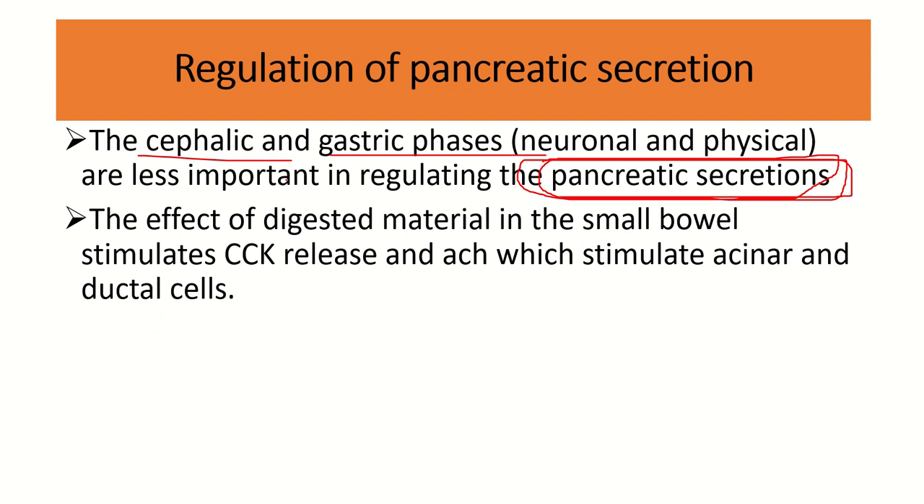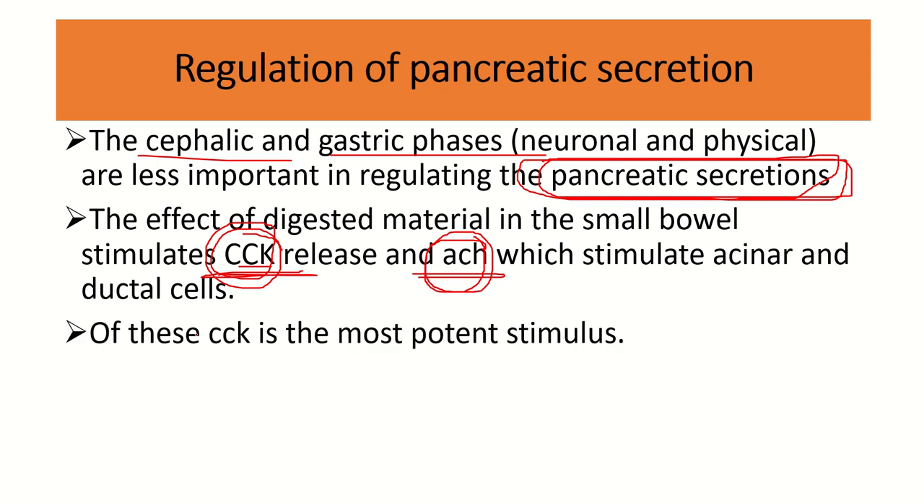So this point is very important: when the digested material reaches the small intestine, mainly the duodenum, it causes release of cholecystokinin and it causes release of acetylcholine. And these two substances are very important for releasing the different parts of the exocrine portion of the pancreatic secretion. So these two, CCK, cholecystokinin, and acetylcholine, stimulate the acinar and ductal cells of the pancreas.